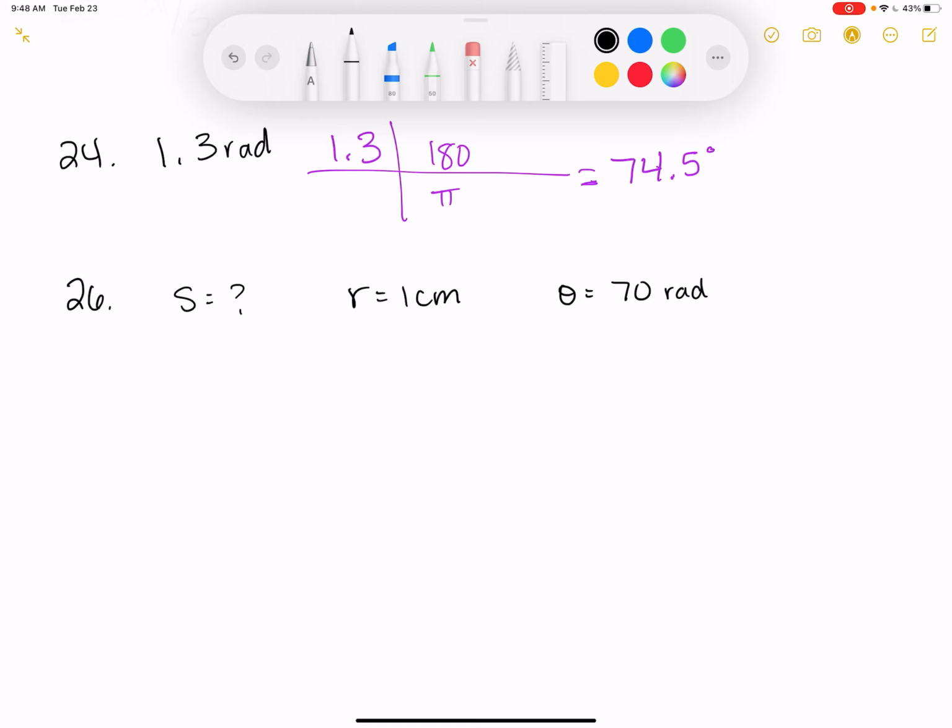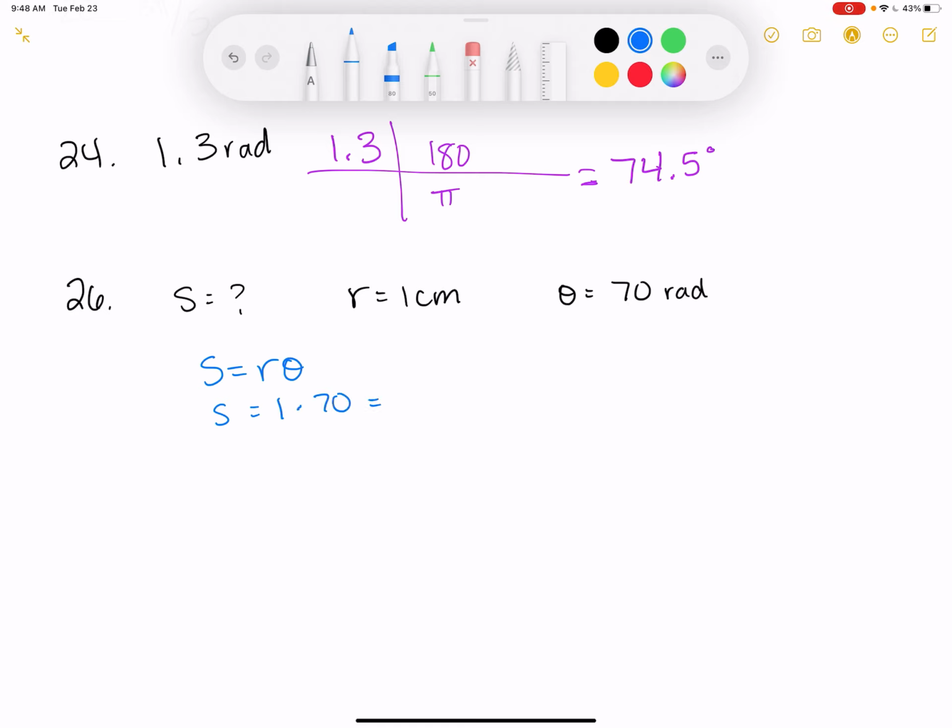All right, what's the formula for arc length? S equals R theta. So in this case, I can just plug stuff in. S is equal to 1 times 70, which is 70. You have to have units. Units have to be there. Don't forget them.